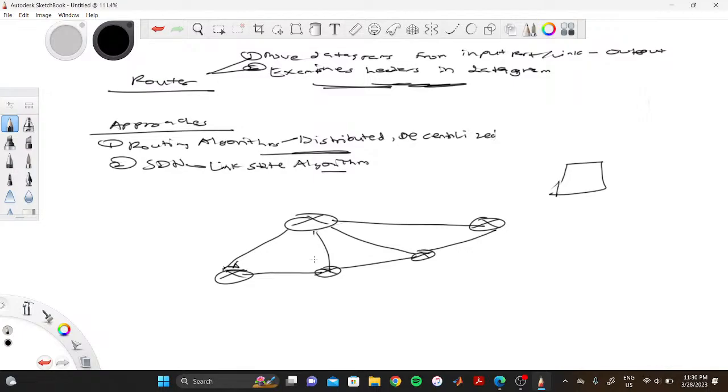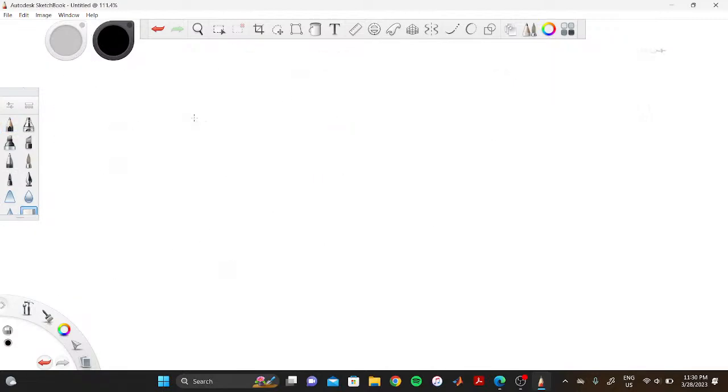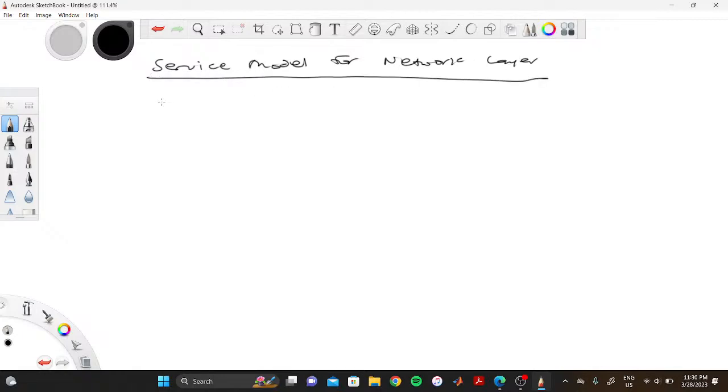Right. So what is the service model? Right now we're getting into the weeds. What is the service model for the network layer? A service model is basically the kinds of services that a network layer guarantees, right? So what does a network layer do in terms of services? That's what we are basically asking: the properties of the service.